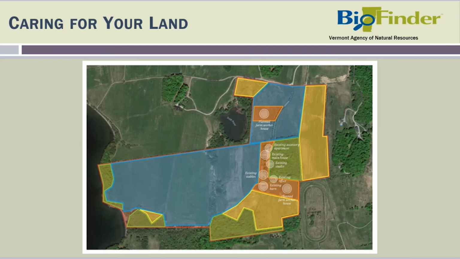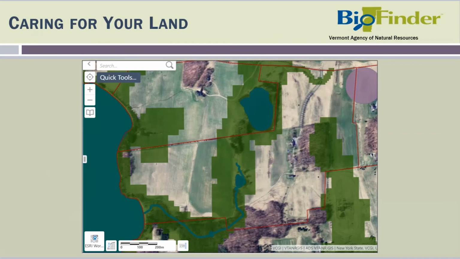I'll share this example briefly. This is a landowner who went through some extensive planning processes to figure out how they wanted to use their 100-acre property. They identified those forest blocks as green. They identified where they wanted to have the housing in orange, and then these blue and yellow areas were identified as agricultural areas. So that landowner could go into BioFinder and see what's around them.